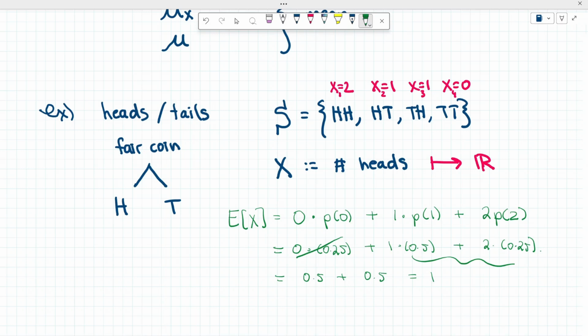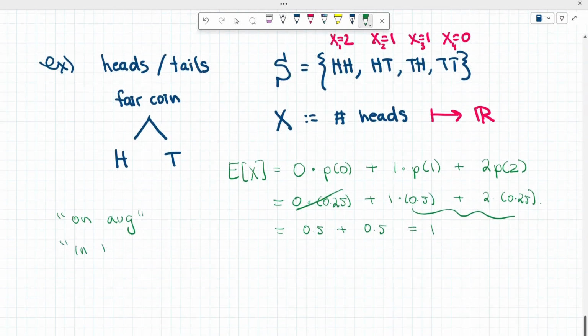So that means we expect that the number of heads obtained in 2 tosses of a fair coin will be 1 in the long run, or on average. Like we said, it's the on average, or we can think of it as the long run. So if we were to repeat this experiment many times, this is the outcome that we expect to get the most often. So in the long run, or on average.